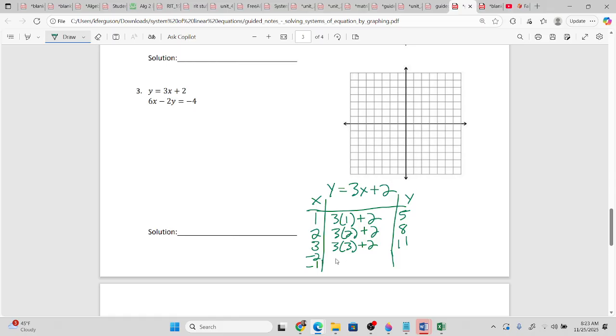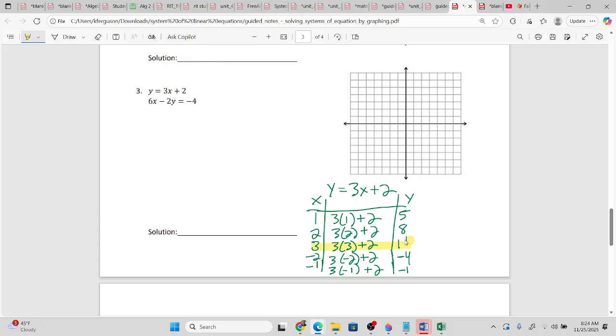And then I got negative 2. So that's 3 times a negative 2 plus 2. Well, what's 3 times negative 2? That's negative 6. Negative 6 plus 2. So a negative 6 and a positive 2, that means we subtract. 6 minus 2 is 4. And because my bigger number is negative, it's going to be a negative 4. And then finally, if I put in negative 1, I got 3 times a negative 1 plus 2. What's 3 times a negative 1? That's negative 3. Negative 3 plus 2 is what? Negative 1.